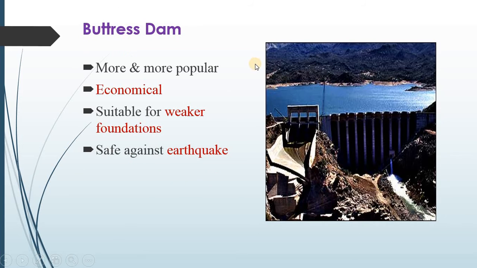Next is the buttress dam. It is more and more popular as it is economical. Also it is suitable for weaker foundations and it is safe against earthquake. So due to these advantages of being economical, suitable for weaker foundation and safe against earthquake, this buttress dam is more and more popular. Due to this shape of the dam, it is called the buttress dam.